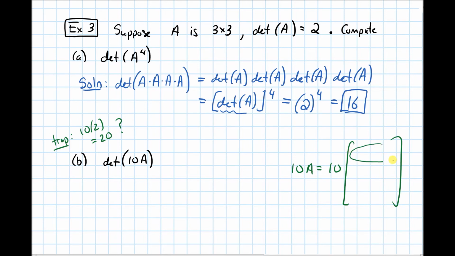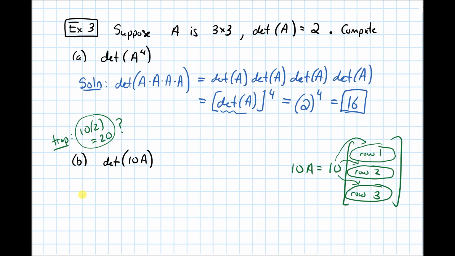It's got a first row, row 1, a second row, row 2, and a third row, row 3. We've seen before in chapter 2 that when we multiply a matrix by a scalar in front, that scalar will multiply into every single entry of the matrix. So the 10 will multiply everything in row 1, everything in row 2, and everything in row 3. The answer wouldn't be just 10 times 2 unless only one of the rows was multiplied by 10. But here every single row is being multiplied by 10.